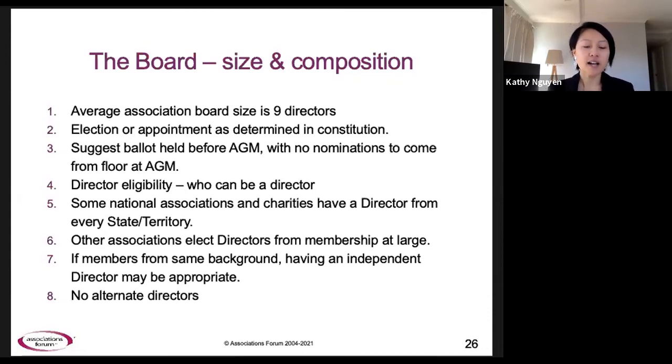And number 8, our recommendation is no alternate directors. What we mean by that is some constitutions allow directors to send an alternate if they can't attend a certain meeting. We do not recommend that. If you can't attend a meeting, you miss the meeting. The alternate is not an agent of the appointing director, so they come with their own risks and liabilities. And if at any given board meeting there are always different people there, that can be quite disruptive to the normal functioning of a board.